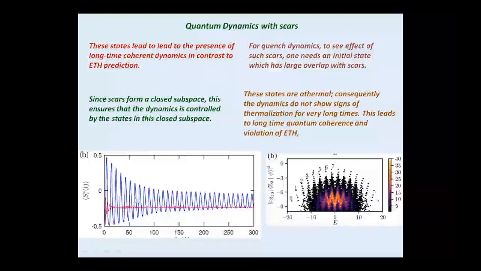So the blue line here is what happens when you have scars, and the red line is what happens when you don't have scars. So you see the difference. These oscillations die out within the first 20-25 cycles if you don't have scars, and then you have just a flat line, which is the ETH predicted value of the operator. However, if you have scars, you see that it keeps on oscillating for very long times. And here everything is in typical units of the system timescale, which is 1.